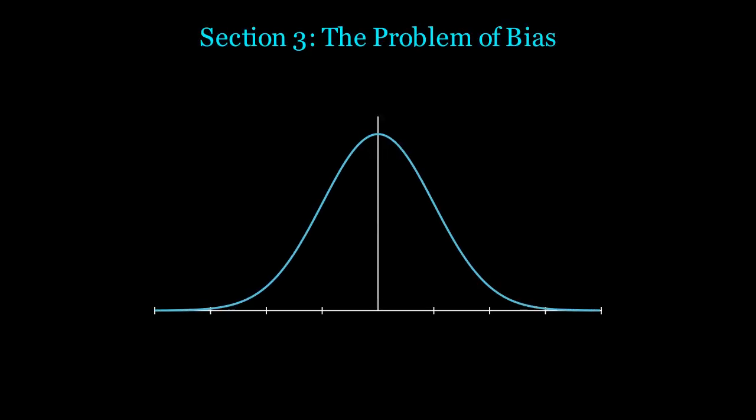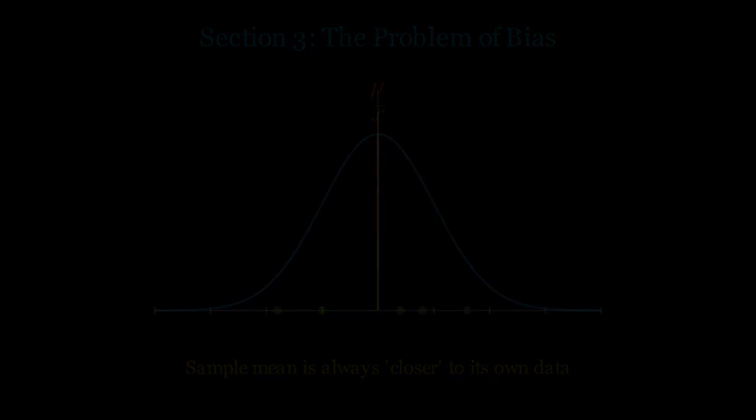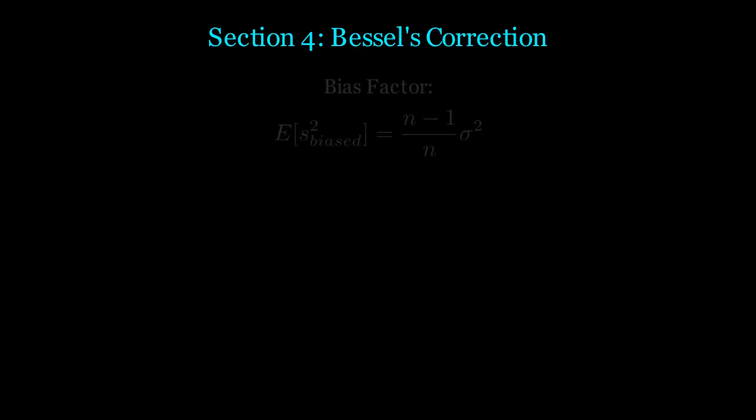Section 3. The problem of bias. Why does this matter for variance? Variance measures how far data points are from the mean. If we knew the true population mean, mu, we would divide by n. But usually we don't know mu. We use the sample mean, x bar, instead. The sample mean is calculated from the data itself, which makes it closer to the sample points than the true population mean would be. Because x bar sits right in the center of our sample, the squared distances to x bar will always be smaller than the squared distances to the true mu.